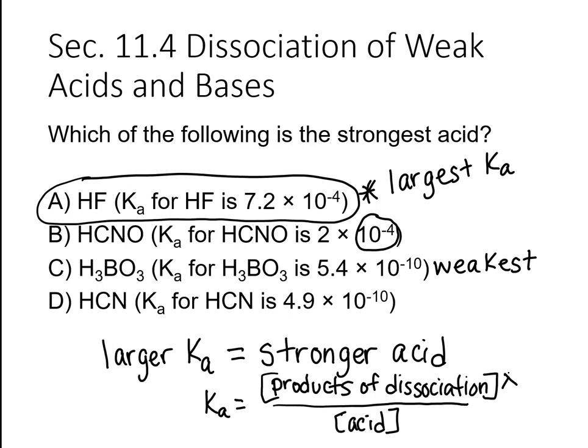And what we're looking for is something that has a really big numerator. That's the concept behind it. If you dissociate a lot, then you're a strong acid because you're making a lot of hydronium ions and conjugate base. Okay. Are we good to move on?